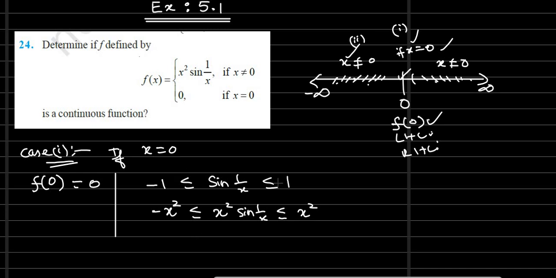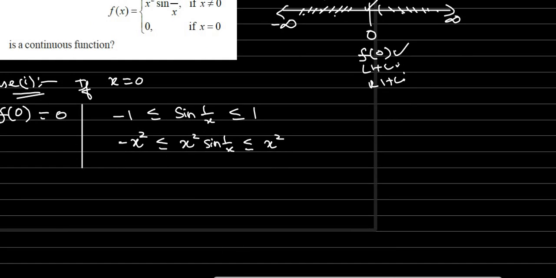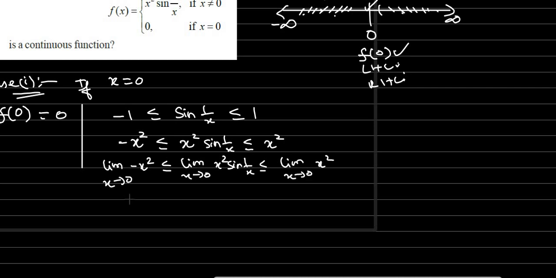Now I'm going to apply the limit. What is the limit that we have? Limit x approaching 0. I'm going to apply it through the inequality. So here, limit x approaching 0, minus x square is less than or equal to limit x approaching 0 of x square sine 1 by x, and here also limit x approaching 0 of x square. Now let's apply the limit. If you apply the limit, minus 0 square, which is 0, is less than or equal to limit x approaching 0 of x square sine 1 by x, less than or equal to, here also, if you apply the limit, 0.